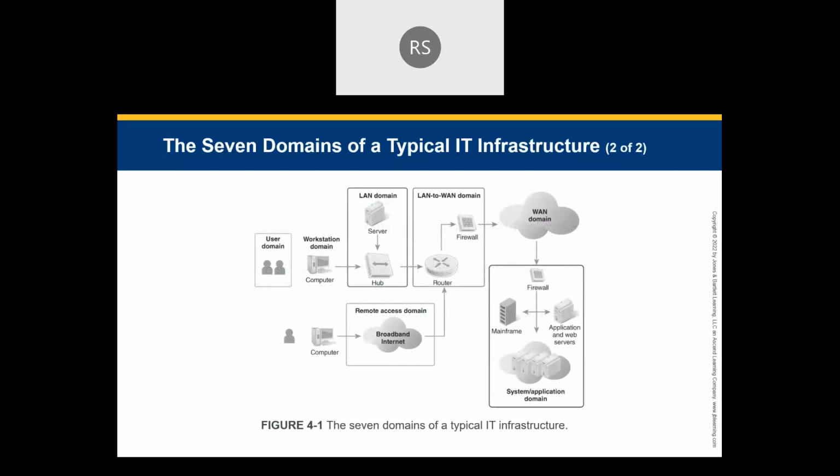The LAN to WAN domain addresses the security concerns associated with the connection between the local area network and the wide area network. This includes firewalls, VPNs, and gateway security. The WAN domain focuses on securing the wide area network connections, such as leased lines or internet connections, by implementing encryption, authentication, and traffic monitoring.